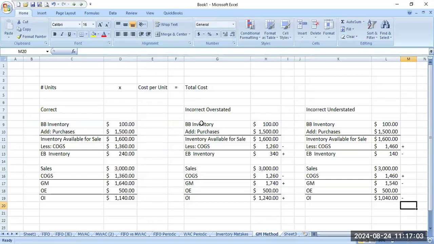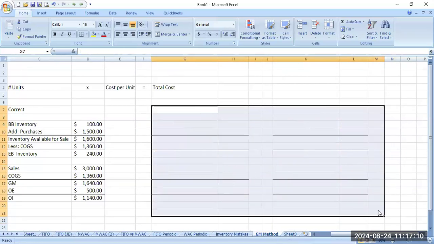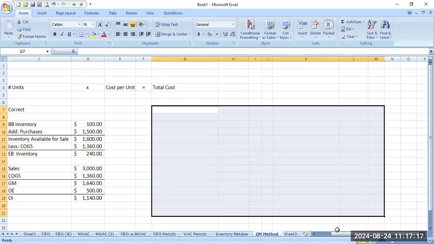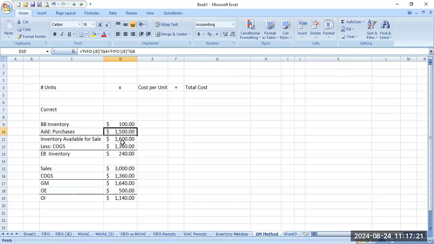So, for this gross margin method, what we know, what we don't know. We know the beginning balance, we know the purchases, we know the cost of inventory available for sales. We don't know cost of goods sold, and we don't know the ending inventory. Our objective is to find the ending inventory.